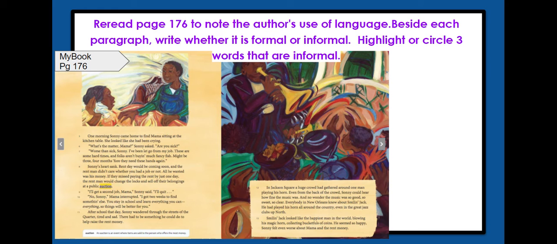Then in paragraph 10, the word somethin', I highlighted somethin' because it should be something with a G at the end, so that is also informal language. And after I highlighted those 3 words, buyin', 'fore, and somethin', I realized that when the characters are speaking, that's informal, and when the narrator is telling us about them, that is formal. Make sure you have those marked in your book.